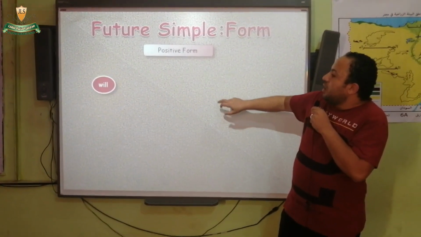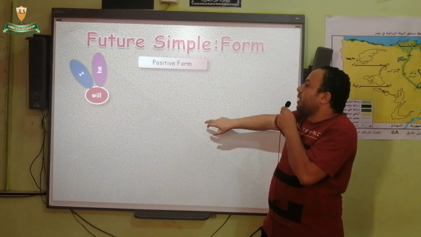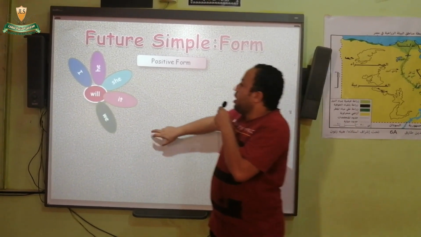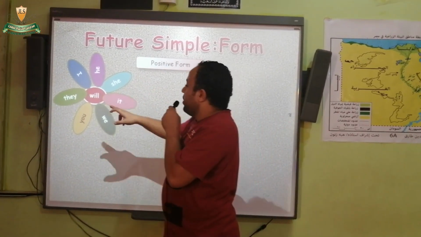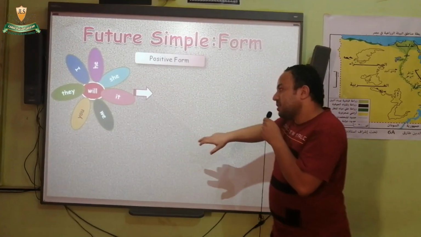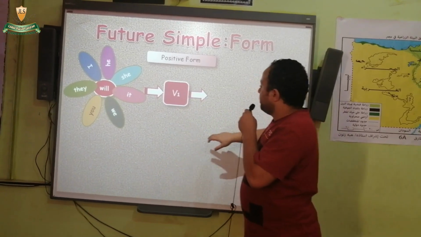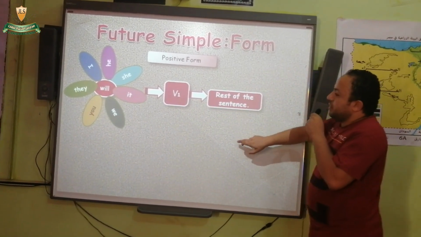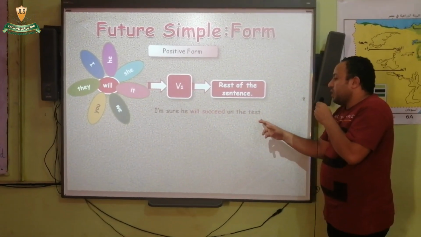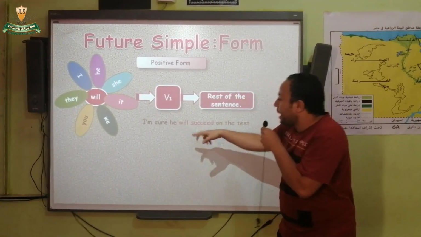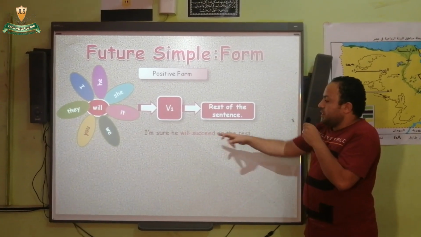Okay, we have the positive form and the negative form. Let's start with will. I, he, she, it, we, you, they come with will, plus verb 1 or the infinitive, plus the rest of the sentence. For example, I'm sure he will succeed on the test. So we have will plus succeed, the main verb in the infinitive.